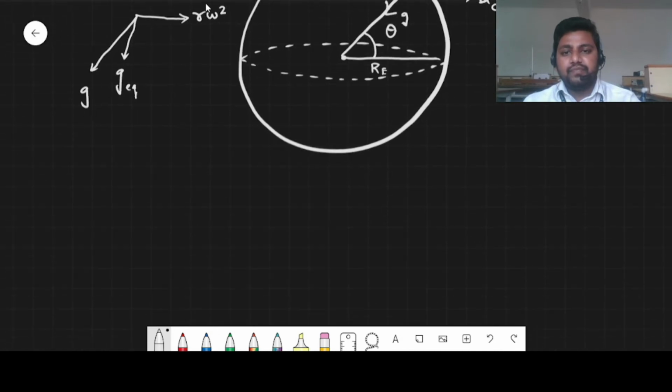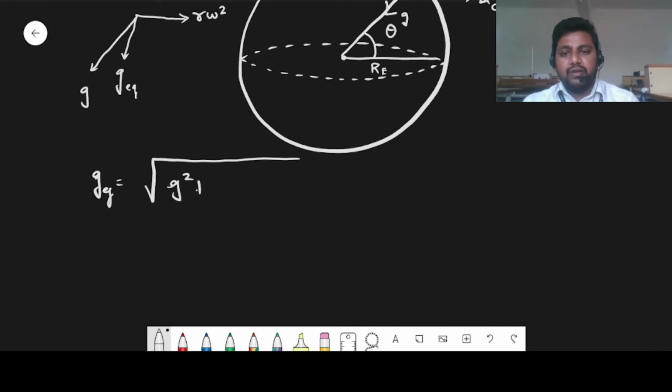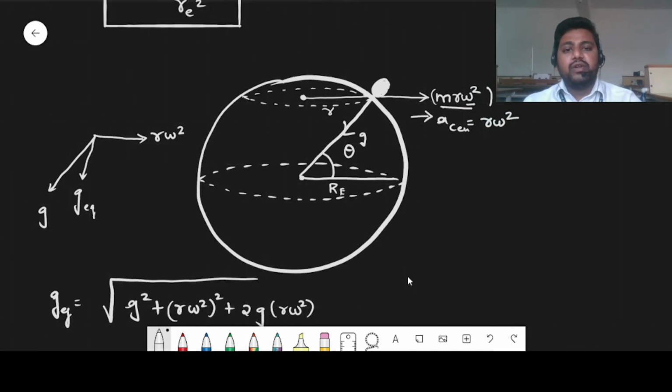That means g effective can be written as under root of g square plus (r omega square) whole square plus 2g r omega square, and we have to write the angle between those two vectors. See, if this is angle theta, this also will be angle theta, and this can be written as 180 minus theta. So the angle between g and r omega square is 180 minus theta.